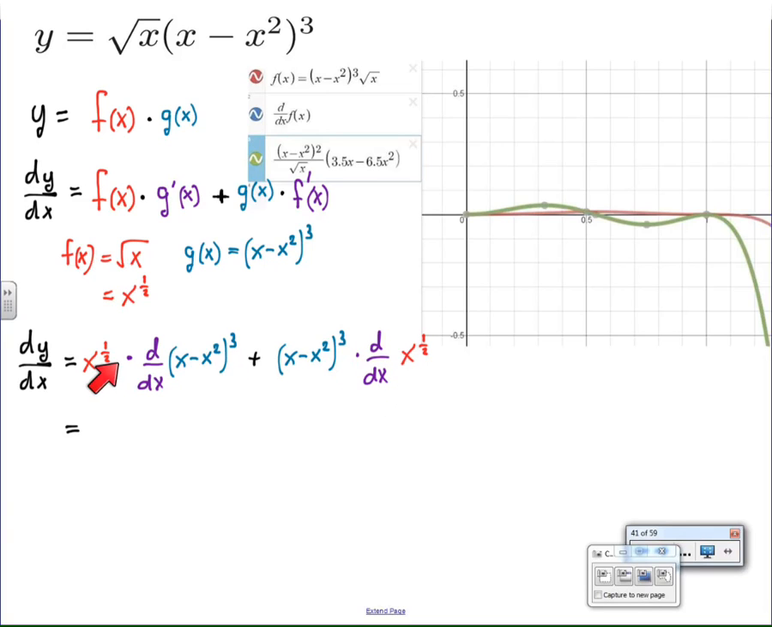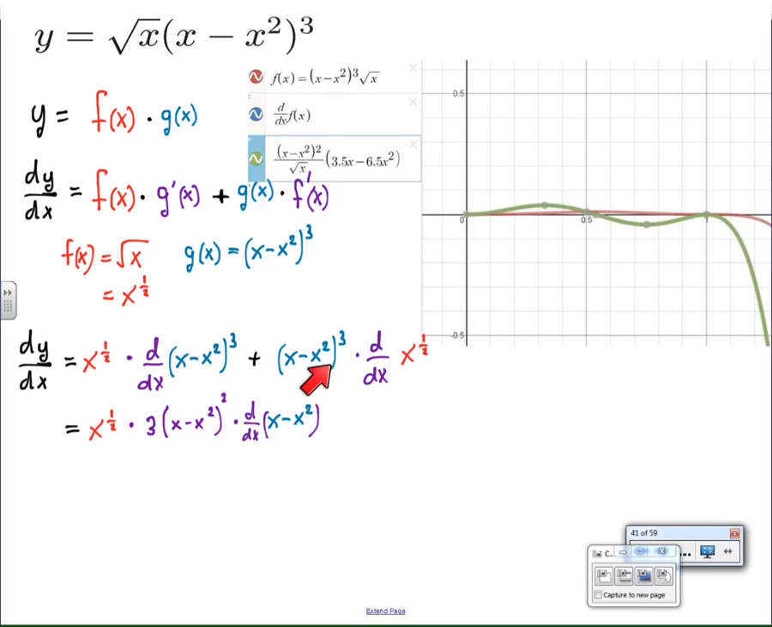So now that it's all laid out, I keep the x to the 1/2 power, and then I take the derivative of the inside function. But notice what I had to do here. I had to apply the chain rule. So I take the derivative of the outside, that's 3 times x minus x cubed to the second power, so I drop the power by 1. But then I have to take the derivative of the guts of the inside. So that I'll do later.